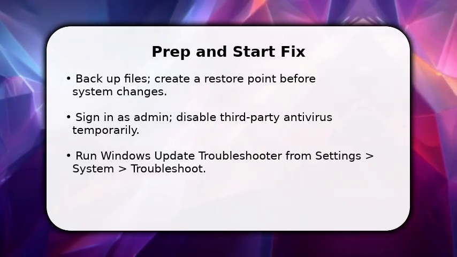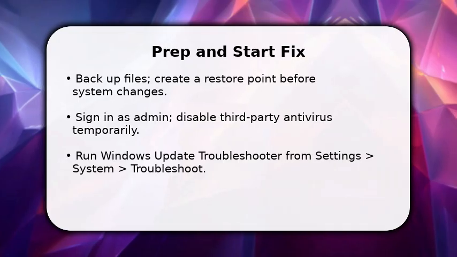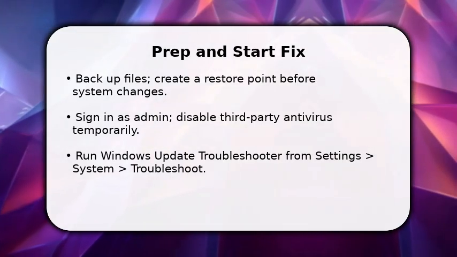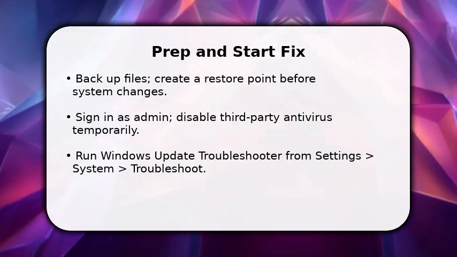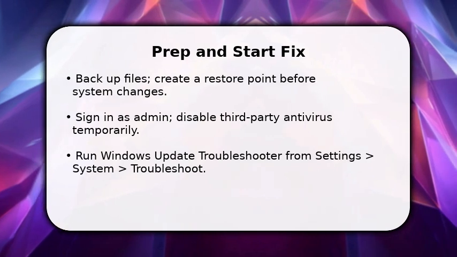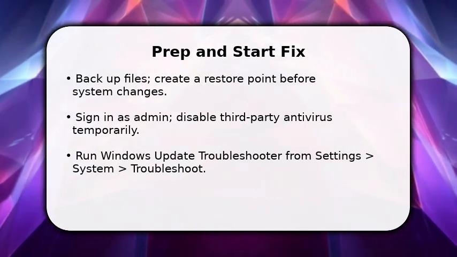Next, run the built-in Windows Update Troubleshooter from Settings, System, Troubleshoot. It automatically checks services, cache, and common registry entries. This immediate action addresses the majority of simple failures and gathers clues for deeper steps if problems persist.